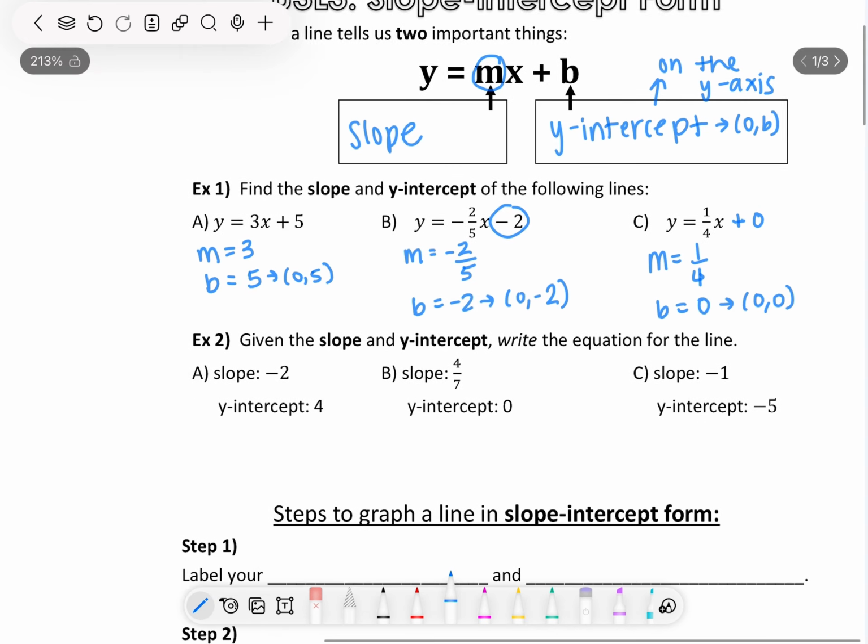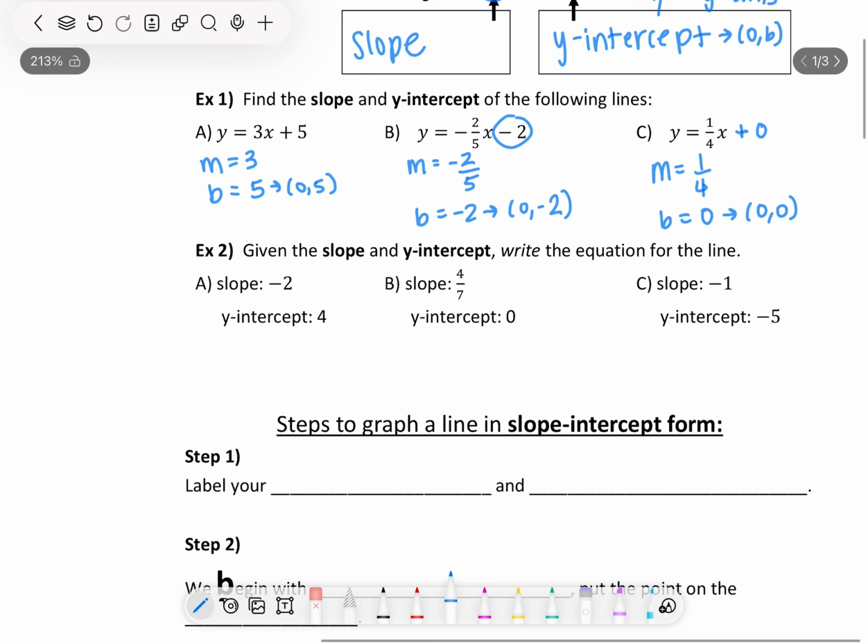All right, example 2, it says, given the slope and y-intercept, write the equation for the line. So you know all the equations are going to look the same. They're going to be y equals mx plus b. So if we sort of do what I would call a skeleton, y equals blank x, then we can fill in our values. So the slope is negative 2, so that goes in front of x, and the y-intercept is positive 4, and that goes after x.